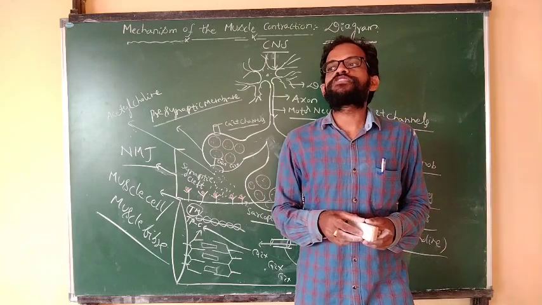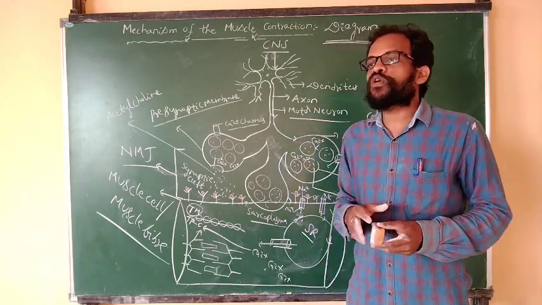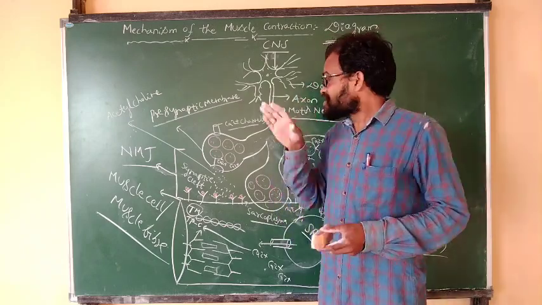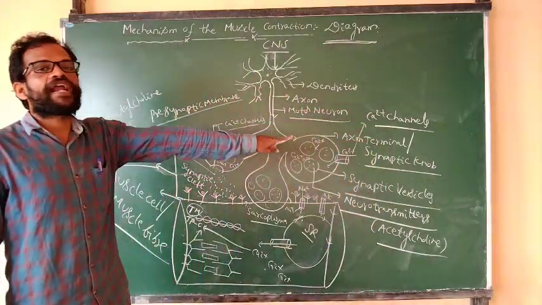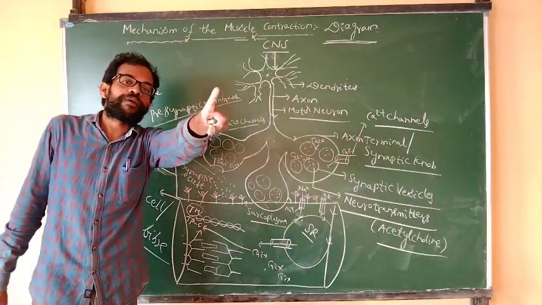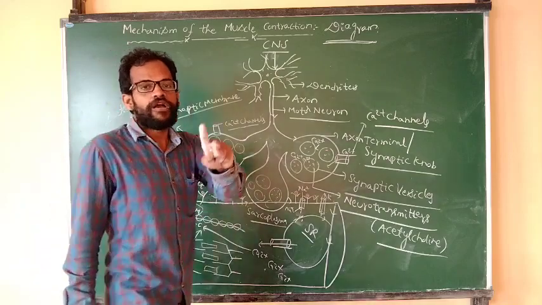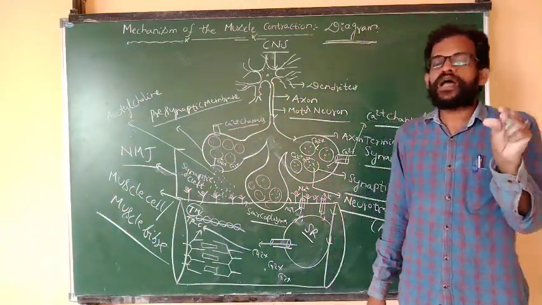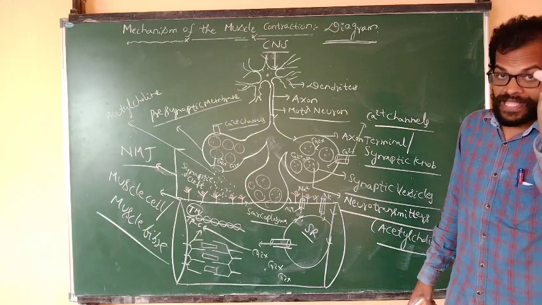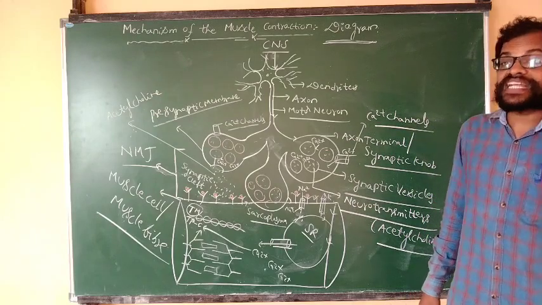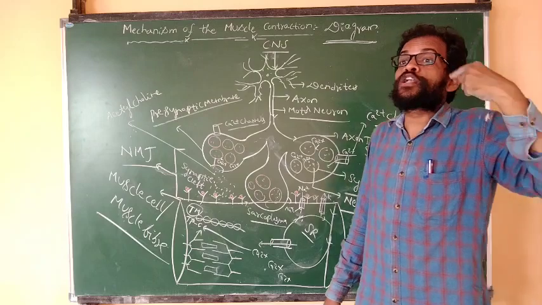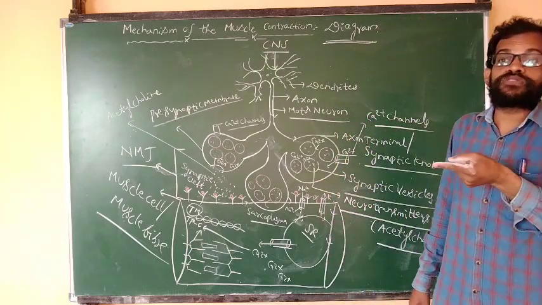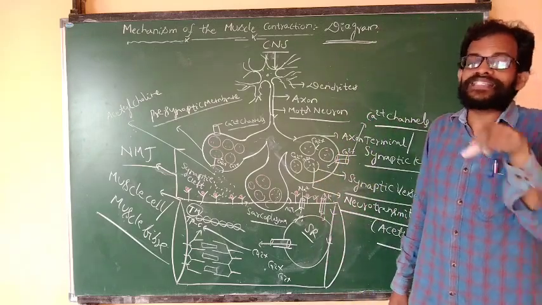This is cross-bridge formation, and it requires energy. This energy is provided by the myosin head. It consists of two sites. One is the actin binding site. The second is the ATP binding site. This ATP participates in the hydrolysis process. The ATP is converted into ADP plus Pi plus energy.